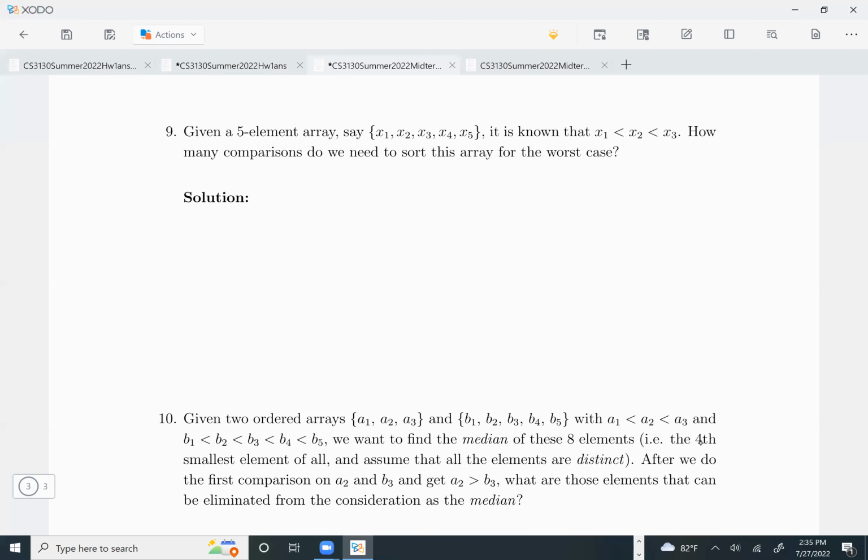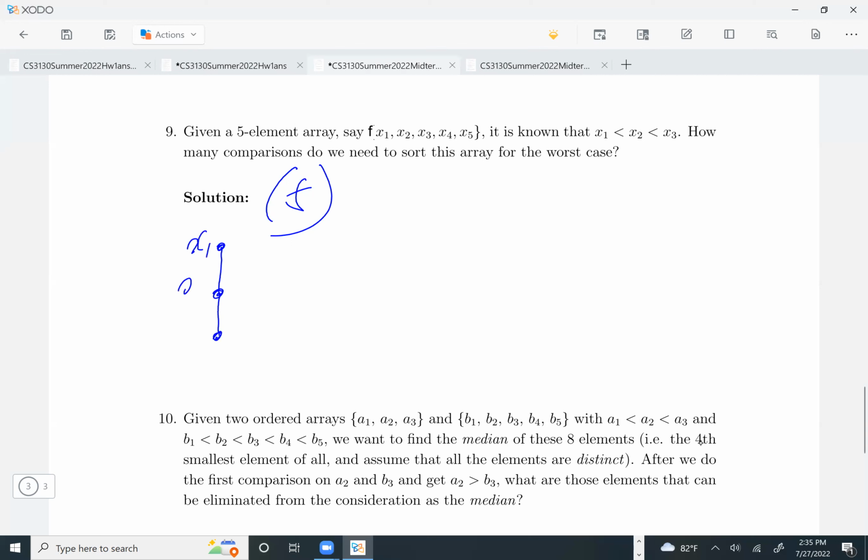First, question number 9. The answer is 5. With 5 more comparisons, you can get it sorted. 4 is not enough; you have to do 5 comparisons. Let me show you how to do 5 comparisons. Let me just draw a diagram. We already know x1, x2, x3 in that order.